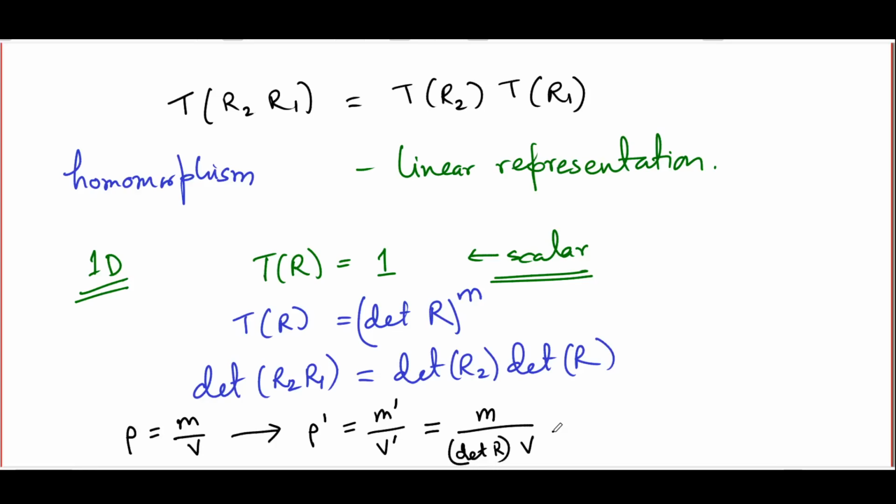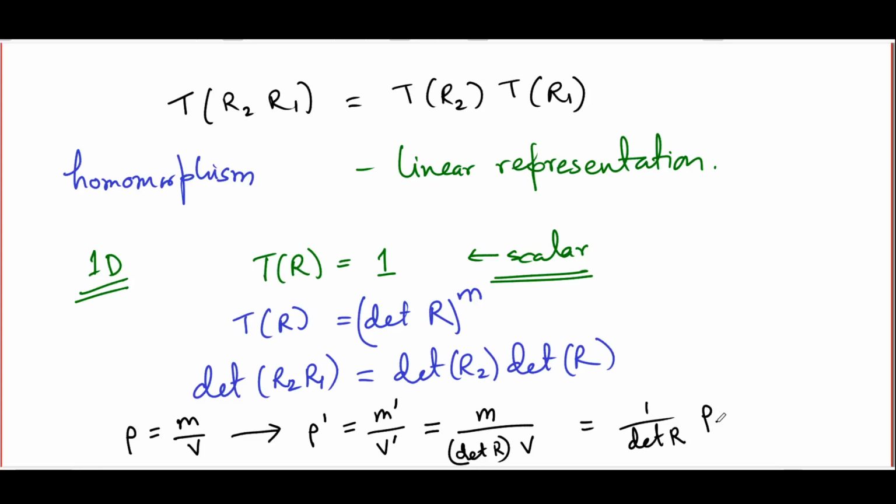Of course, if we are talking of rotations, that det R would have been 1. But for a general linear transformation, det R would not have been 1. And then you end up with rho prime equals 1 by det R times rho. So all densities, mass densities, charge densities, all scalar densities, essentially conform to this rule, T of R is det R to the power m with m equal to minus 1.